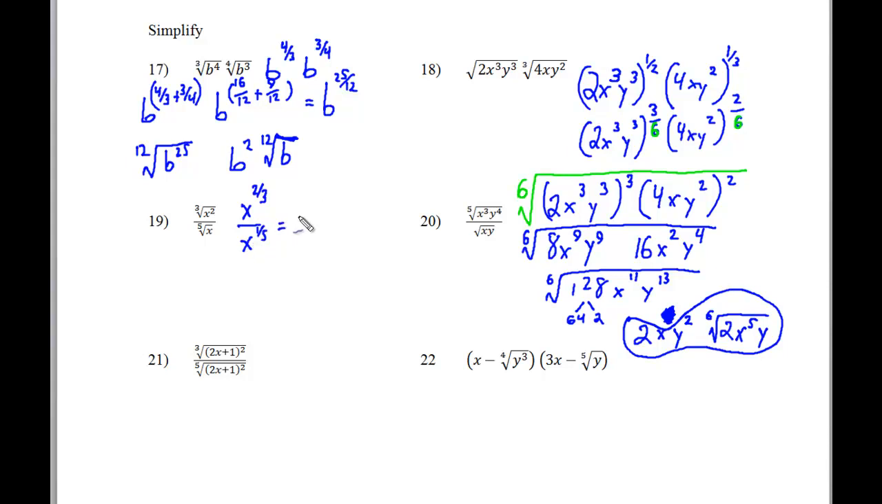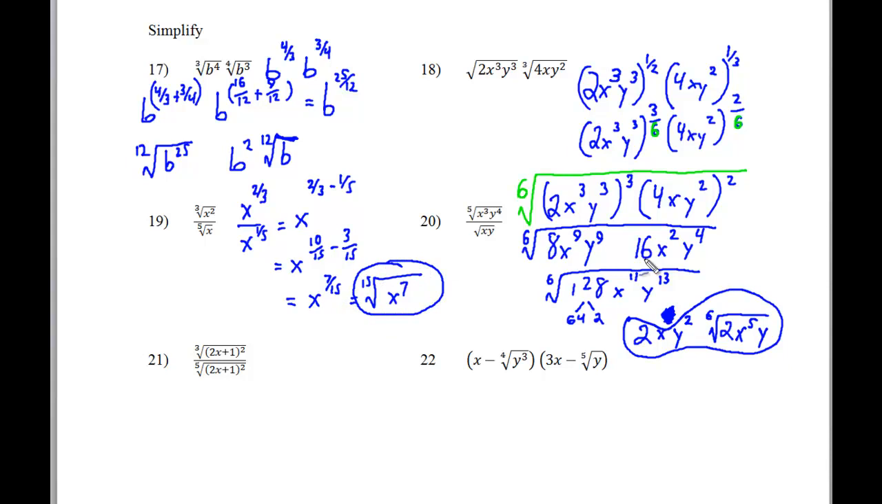Well, here I can just take this and subtract the 2, so this is x to the 2/3 minus 1/5. A common denominator there would be 15. So this becomes x to the, let's see, 3 times 5 is 15, so 2 times 5 is 10. And 5 times 3 is 15, 1 times 3 is 3. So I subtract these, I get x to the 7/15. Now I can put that back into a radical. This is the 15th root of x to the 7th power.